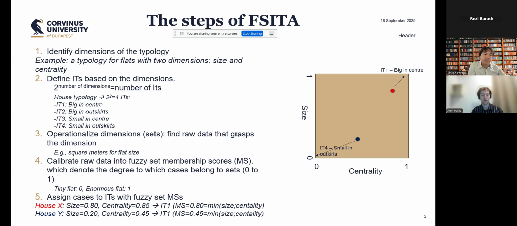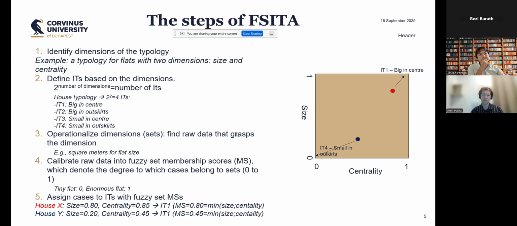we operationalize the dimensions, or dimensions in set theoretic terms are often called sets. And basically, we first find raw data to operationalize the twin dimensions. So for instance, with the size dimension, it could be the square meters for the flat size. For the centrality, it could be, I don't know, kilometers from the city center. So that's the raw data that we use to operationalize these concepts.